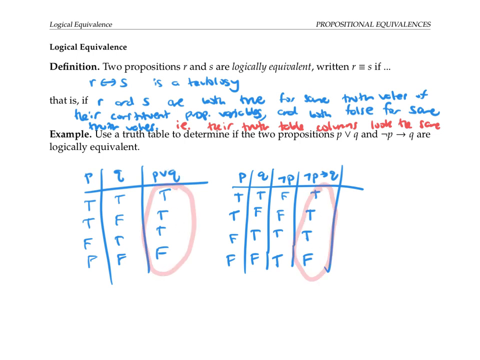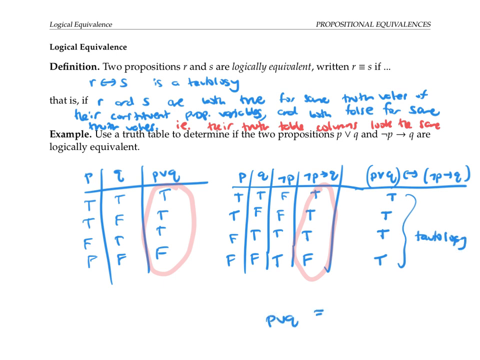I could go a step further and build a column for P or Q if and only if not P implies Q. Since if and only if is true when both of its constituent pieces are true, like in the first three rows, and an if and only if is also true when both of its constituent pieces are false, as in the fourth row, we see that this if and only if expression is always true. It's a tautology. So we know that P or Q is logically equivalent to not P implies Q.